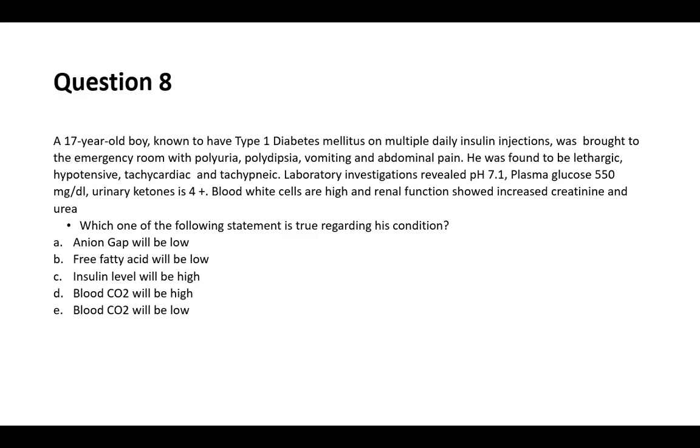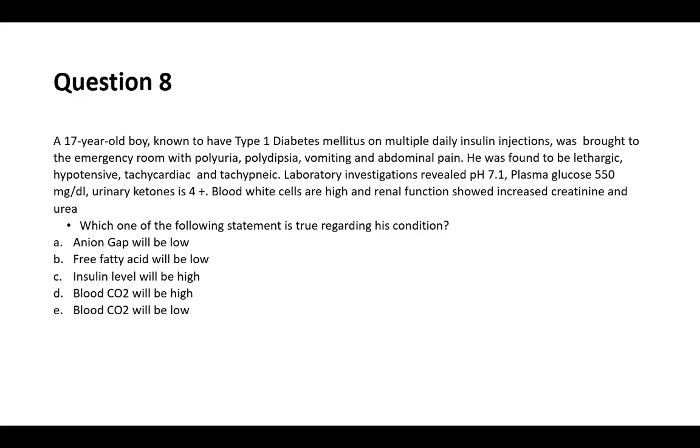Yes. A 17-year-old boy known to have type 1 diabetes mellitus and on multiple daily insulin injections was brought to the emergency room with polyuria, polydipsia, vomiting, and abdominal pain. He was found to be lethargic, hypertensive, tachycardic, and tachypneic. Laboratory investigations revealed pH 7.1, plasma glucose 515 milligrams per deciliter, urinary ketones 4+, high white blood cells, and renal function showed increased creatinine and urea. Which one of the following statements is true regarding his condition?